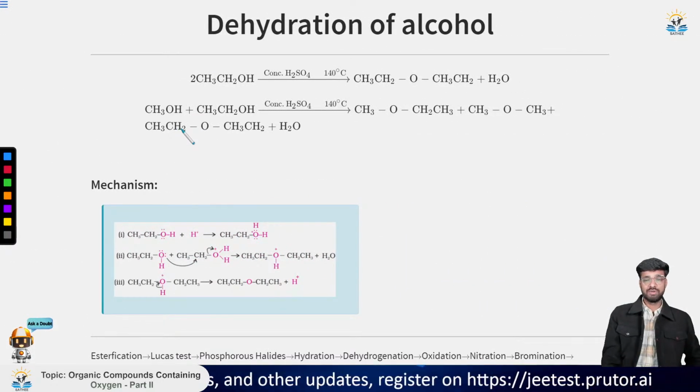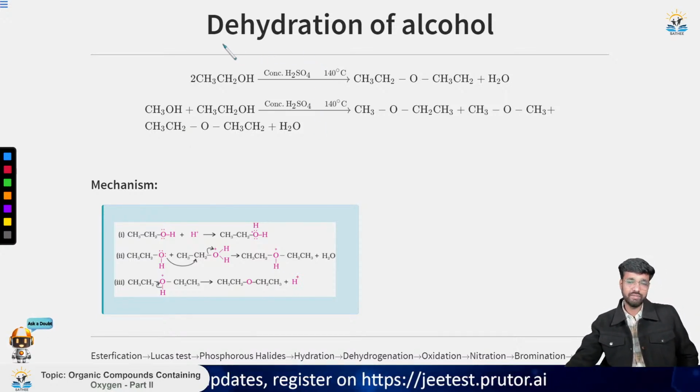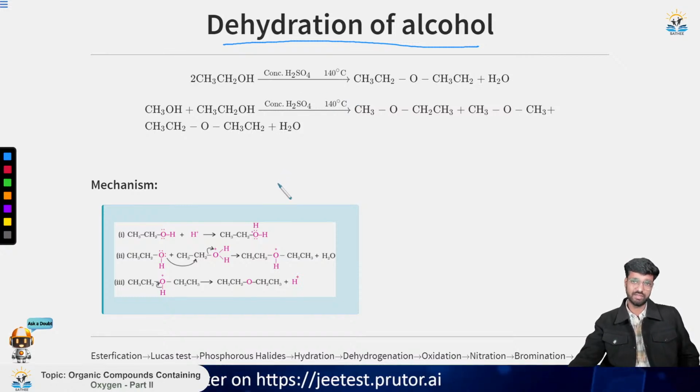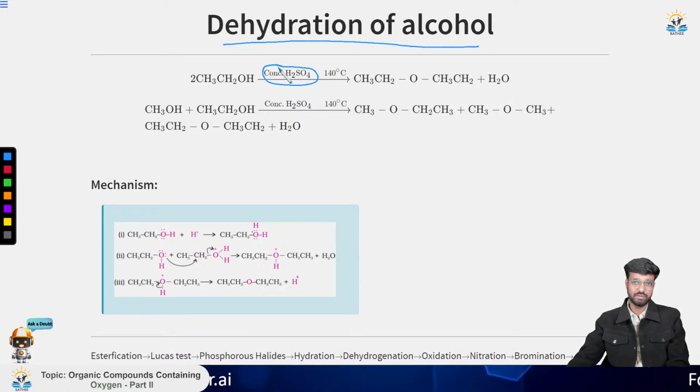Now let us move to some other reaction of alcohol. Here we are doing a dehydration of alcohol to give the ether. This is a different kind of reaction. The difference is that we are taking conc. H2SO4, and we are taking 2 moles of alcohol.